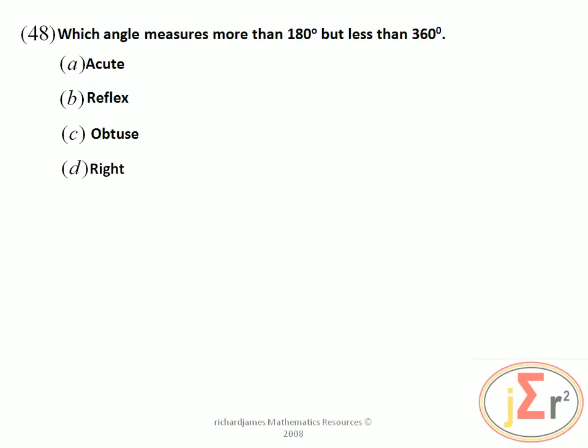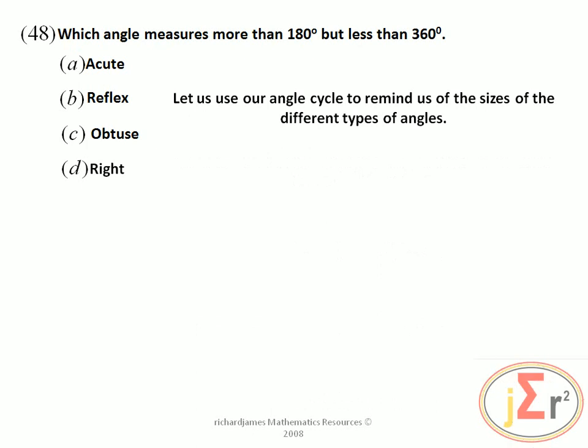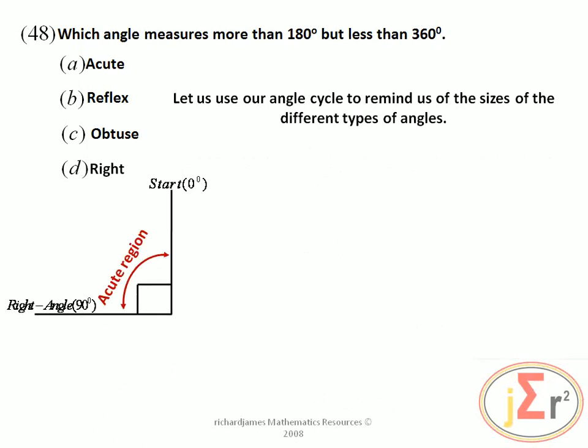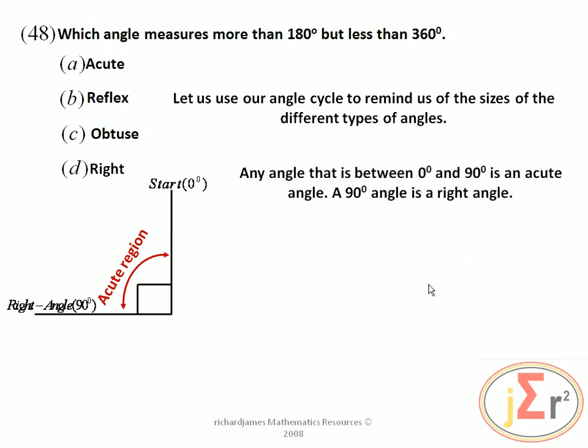Which angle measures more than 180 but less than 360? What is the name of that angle? So let us use our angle cycle to remind us of the sizes of the different types of angles. So there's our first one, the acute region. Any angle that falls in this region is called an acute angle. Any angle that looks like this is called a right angle. So between 0 and 90, we have the acute region, and the 90 degrees angle is called a right angle. Any angle that is between 0 degrees and 90 degrees is an acute angle, and a 90 degrees angle is a right angle.